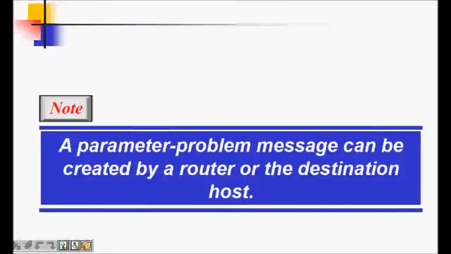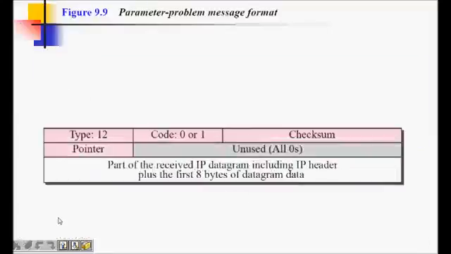Then we have the parameter problem. A parameter problem message can be created by a router or the destination host. It tells us that some kind of parameters are not set properly. The type is 12 and the code is 0 or 1.